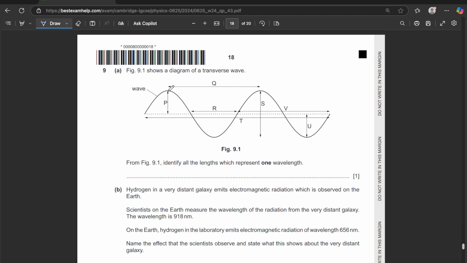So first thing we see is Q, probably somewhere from here to here. There's nothing describing that. Oh, here, V. R is not a wavelength. Yeah, I think that's also just Q and V.